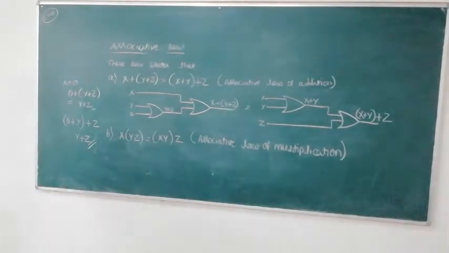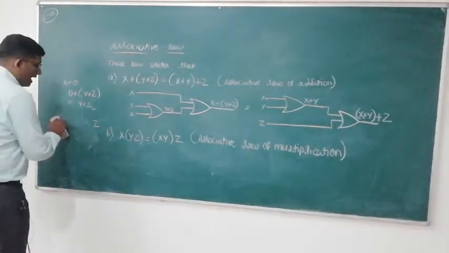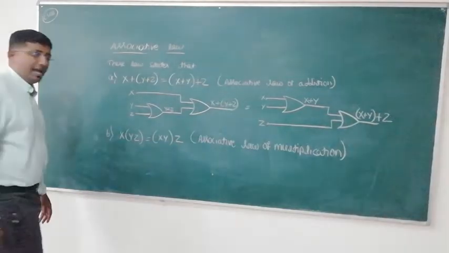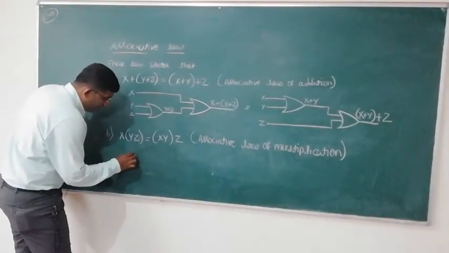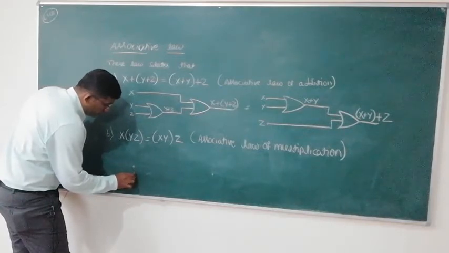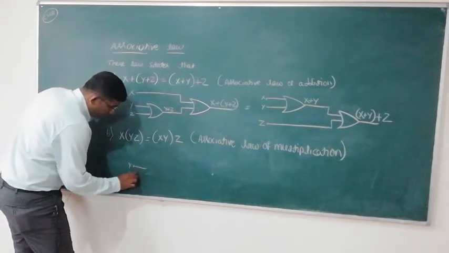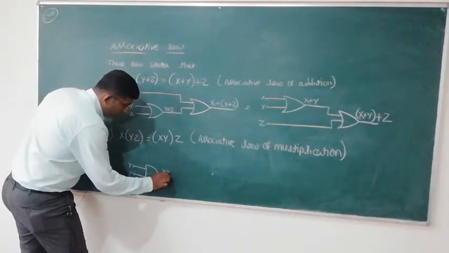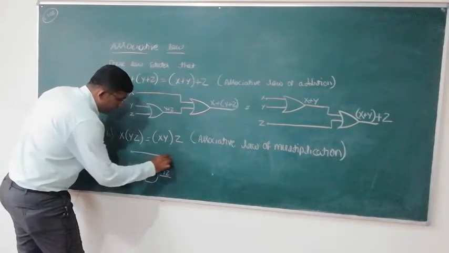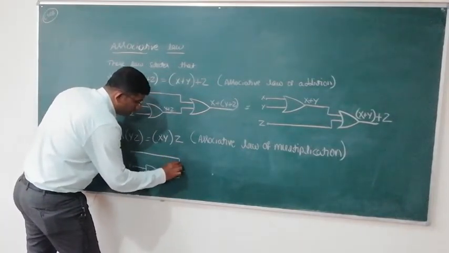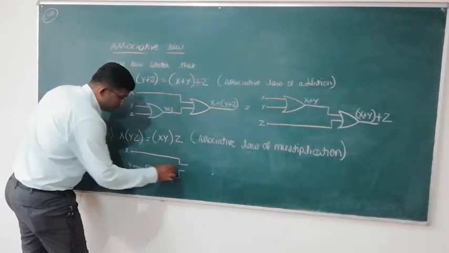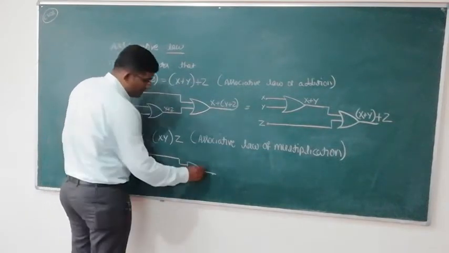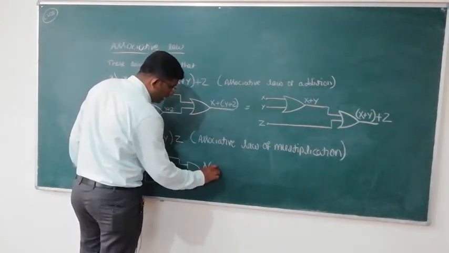Now, we are getting into the associative law of multiplication. For multiplication, we need to use the AND gates. I am taking a first AND gate with the inputs y and z, and the output of this gate will be y into z, and I am taking a second AND gate, and the first input for the second AND gate is x, and the second input will be yz, and the final expression output is x into yz.